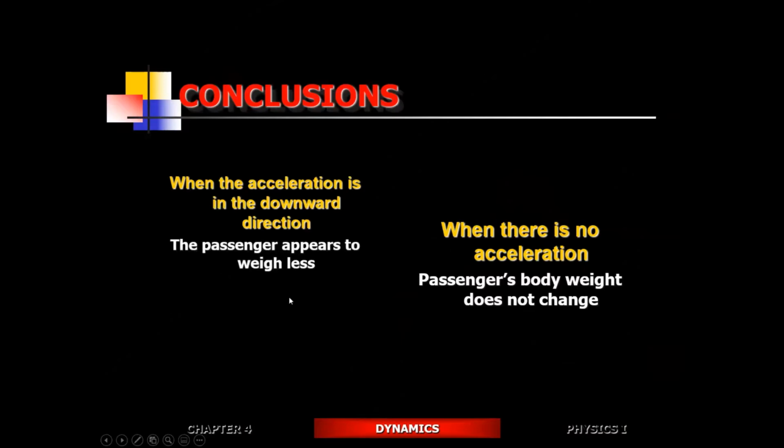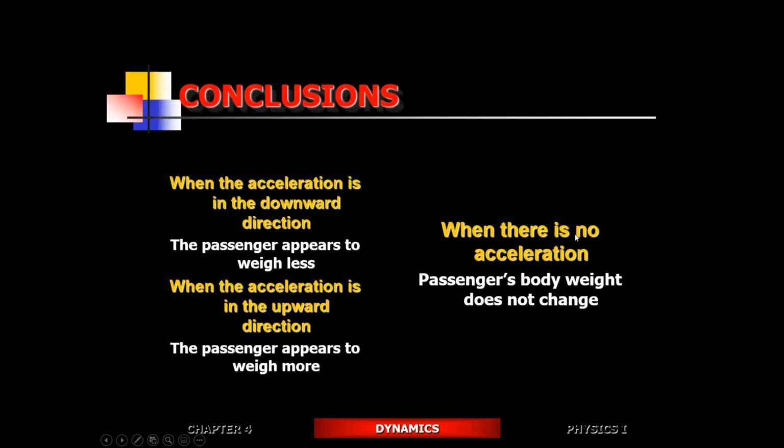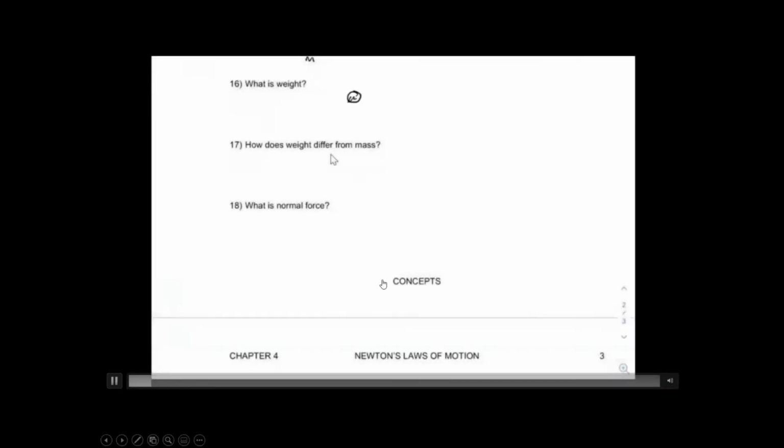Acceleration is downward, you will feel lighter. Acceleration is upward, you will feel heavier. So no acceleration, no change in weight. When the acceleration is pointing upward, you will feel heavier. When the acceleration is pointing downward, you will feel lighter. So the question is why?